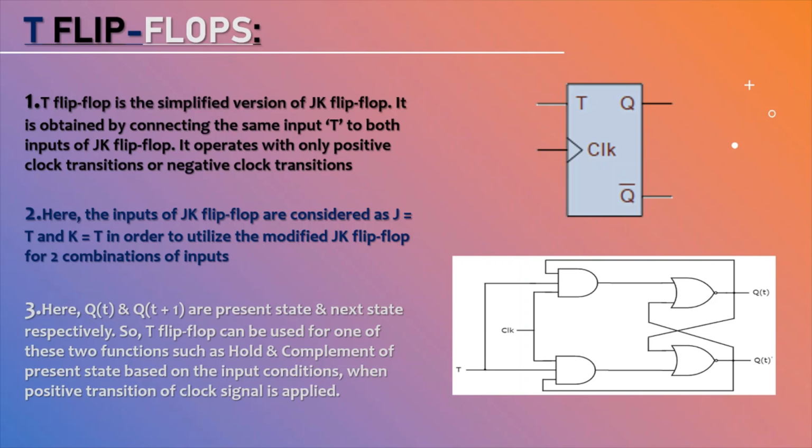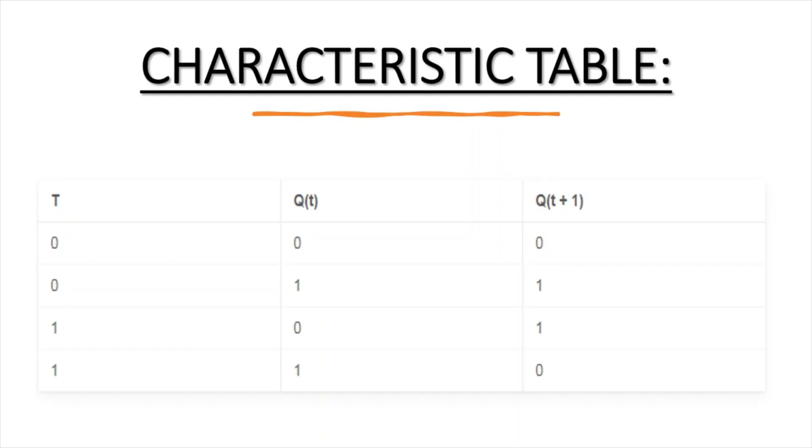In order to utilize the modified JK flip-flop for two combinations of inputs, here Q(t) and Q(t+1) are present state and next state respectively. So T flip-flop can be used for one of these two functions, such as hold and complement of present state, based on the input conditions. When positive transition of clock signal is applied, characteristic table: T, Q(t+1): 0 0 0, 0 1 1, 1 0 1, 1 1 0.